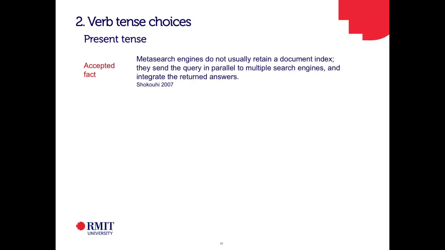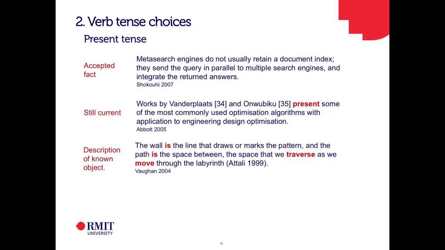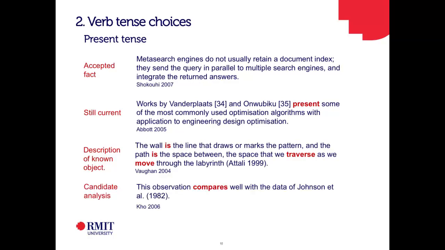Now let's look at 3 standard academic verb tenses. First of all, the present tense is the standard tense for the literature review. We use the present tense to state accepted facts, to emphasize the currency of the ideas or research, to describe an object, or to state our evaluation of the work of others. Pause the video if you'd like to look at this longer.